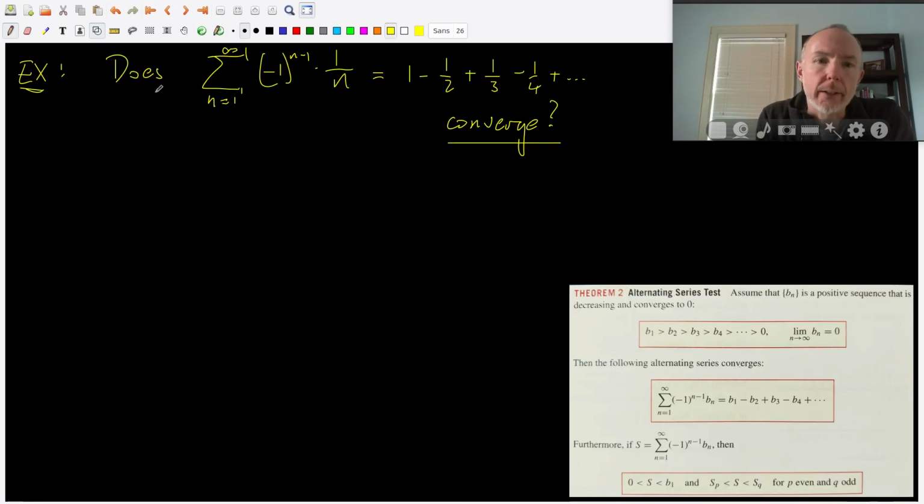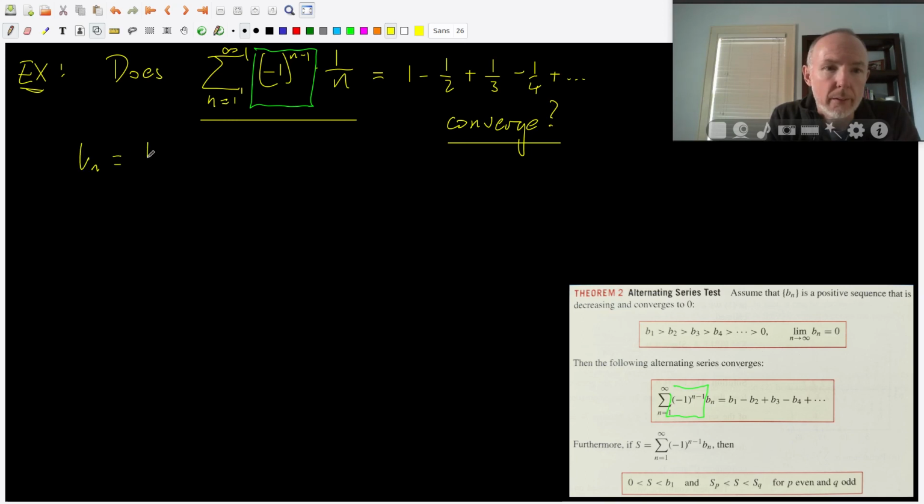So here's our test again, and I've just written out the series that we're interested in. It's exactly the same series. I explicitly wrote this time the minus 1 to the power of n minus 1 separately out the front, just like it is here. And so hopefully you can see that b sub n is equal to 1 over n, and that's certainly greater than 0 for all n bigger than or equal to 1, and that's what we care about. And also, we can think of b sub n as being given by a function of n, which is 1 over n.